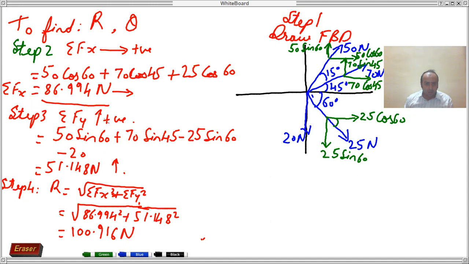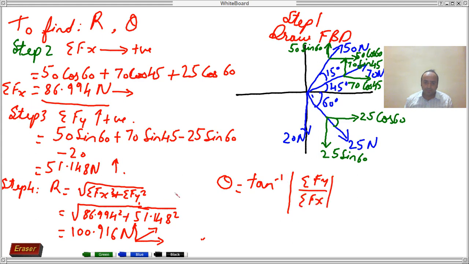Now in which direction the resultant is going to act? Since Fx is acting towards right, Fy is acting vertically upward, definitely the resultant has to act between the two. I can just show it to you over here like this. That is why resultant will be acting in first quadrant. So now the direction of resultant, that is theta. Theta is equal to tan inverse of modulus of summation of Fy divided by summation of Fx. Modulus means we are supposed to consider just the magnitude.